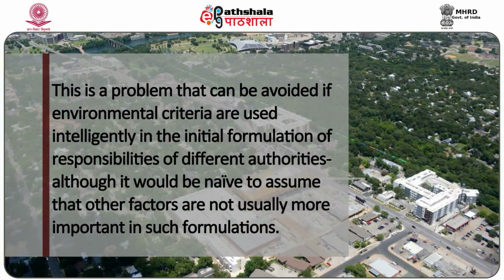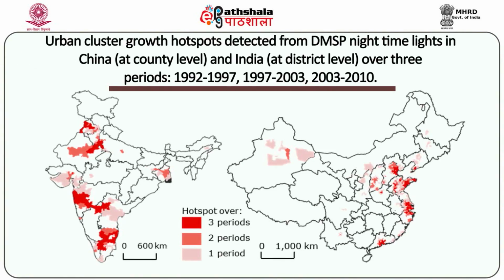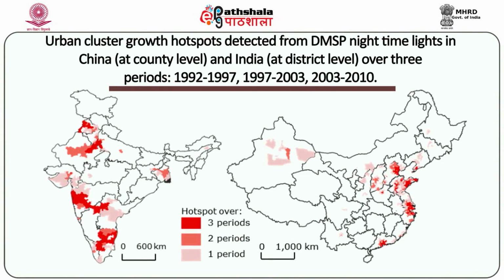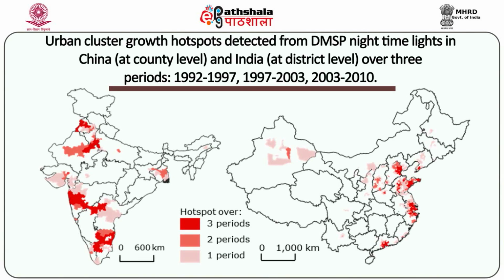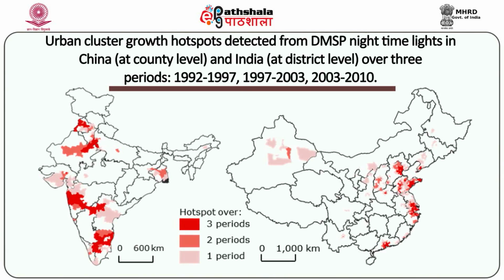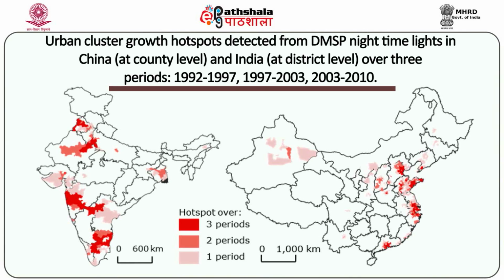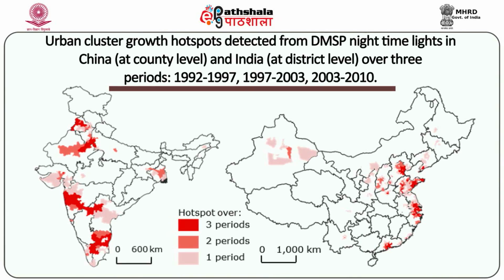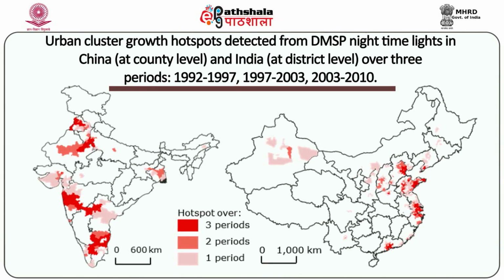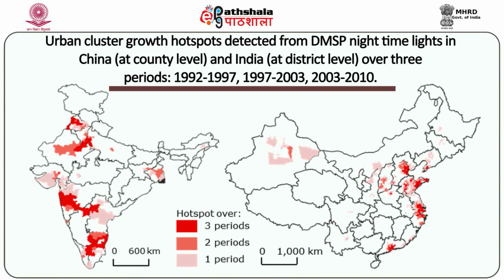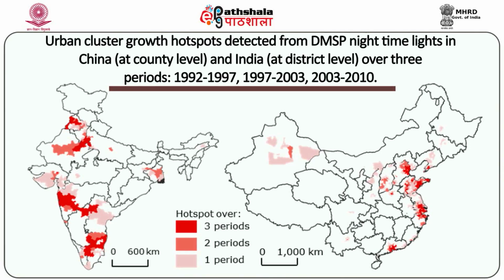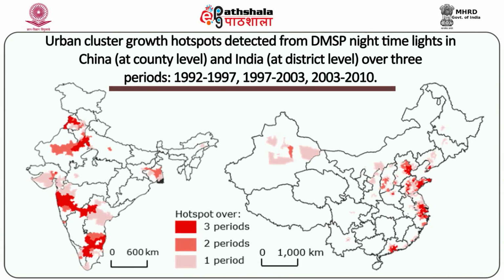For example, see figure 2, which shows the urban cluster growth hotspots detected from DMSP nighttime lights in China at county level and India at district level over 3 periods: first, 1990 to 1997; second, 1997 to 2003; and third, 2003 to 2010.